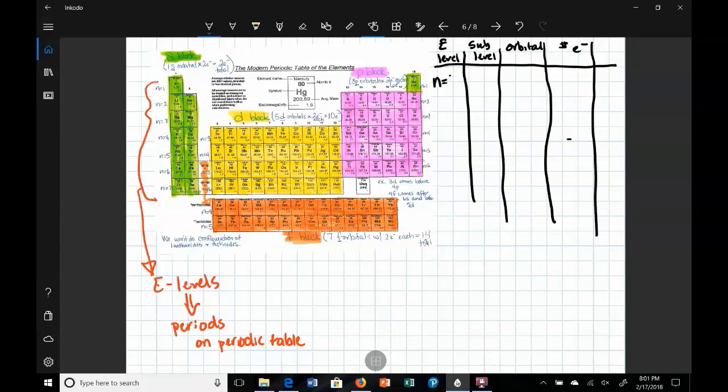All right, on n equals 1, we have one sublevel. It's called an s, and we also have one s orbital, and we can have 2 electrons in that s orbital. When we move to the second energy level, notice that we have an s sublevel and a p sublevel. Here we have 1 s orbital, and how many p orbitals did we have in our house? We had 3 p orbitals, excuse me. And we can have a total of 8 electrons.